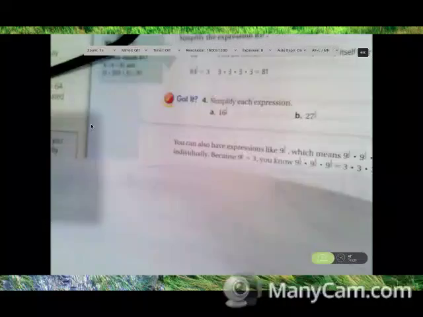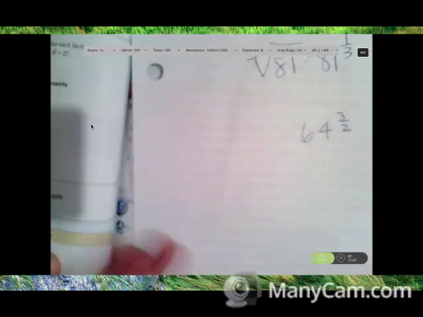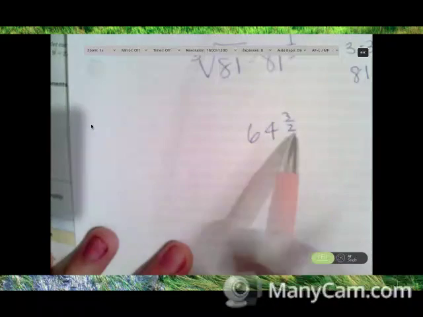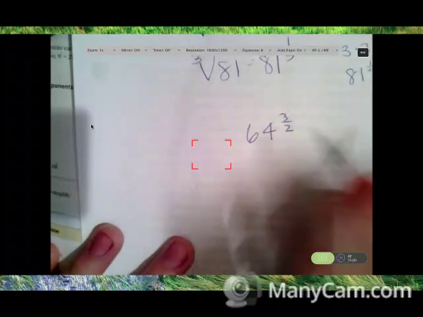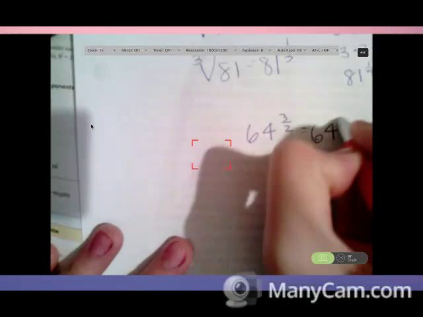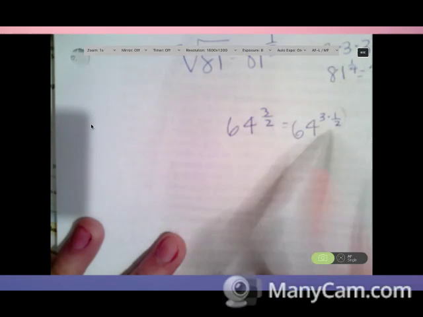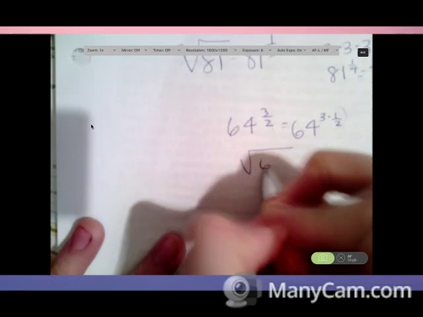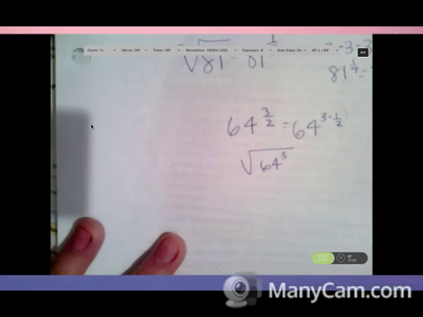All right. Problem 5 wants us to simplify the expression 64 to the 3/2 power. Now, you always look at the denominator. The denominator tells you what root we're taking. So this is the same as saying 64 to the 3 over 2. The 2 in the denominator means that we're taking the square root, so I'm taking the square root of 64, but I have that 3 left, so I'm taking the 3rd power also.